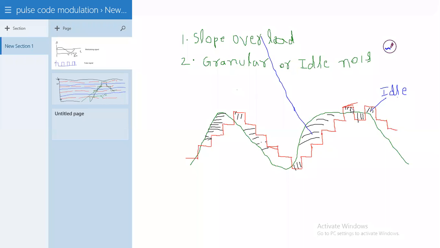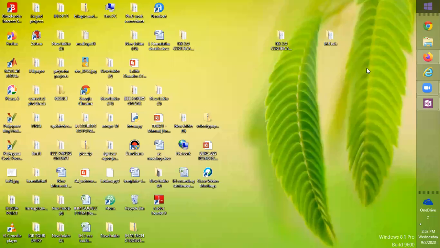The difference between the modulating signal and the staircase waveform, or step size, is more. This type of noise is called idle noise. These two distortions are present in delta modulation. Okay.